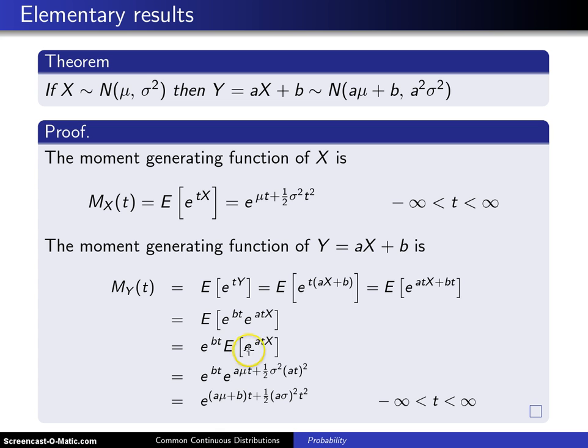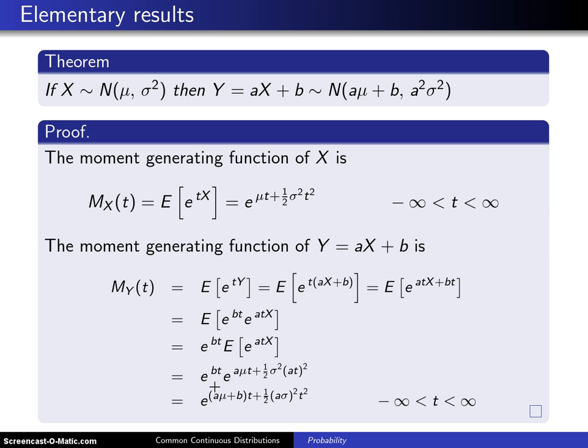Now, when you're calculating the expected value of e to the atX, you go up here and say, if I replaced t in this particular expression up here by at, what would happen? Well, I'd get e to the mu at up here, and I would get 1/2 sigma squared times at, the quantity squared, and that's what you get right here.